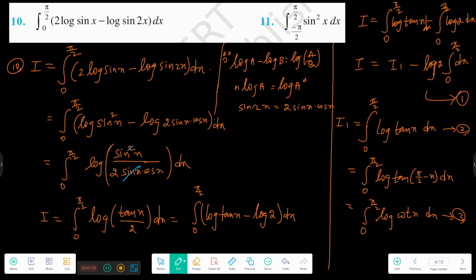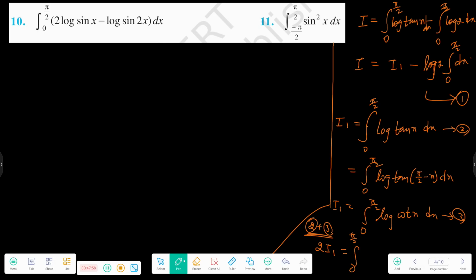So this is answer number 3. Add 2 and 3. This is also I1, that is also I1. Adding 2 and 3, what am I getting? 2 times I1 is equal to the integral from 0 to pi by 2. I will do the adding on the next page.